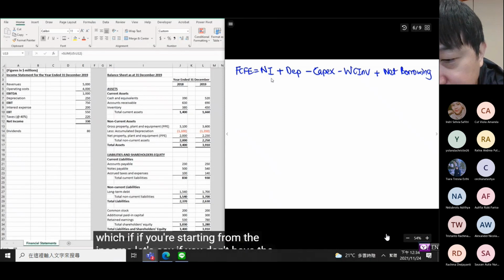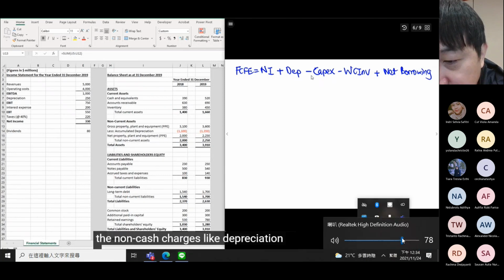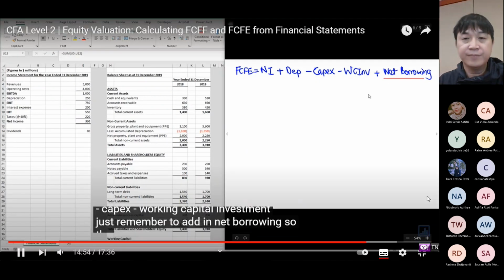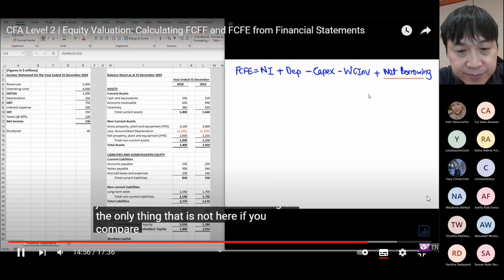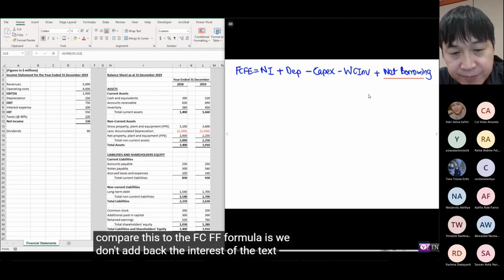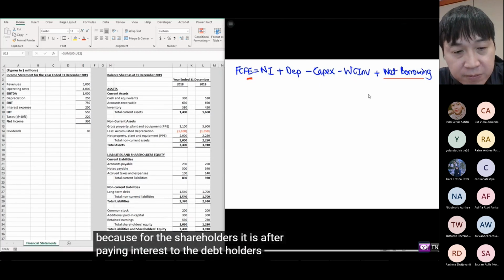Let's say if you don't have the free cash flow to the firm, you can start from net income and then add in the non-cash charges like depreciation, minus capex, minus working capital investment. Just remember to add in net borrowing. The only thing that is not here, if you compare this to the FCFF formula, is that we don't add back the interest after tax, because for the shareholders it is after paying interest to the debt holders.